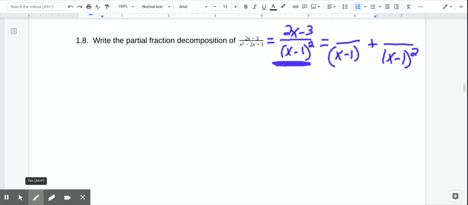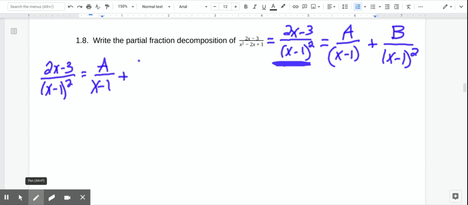Now, these are both still linear terms, so the numerator is just A and B. Okay. All right, let me rewrite this so that we can see it. So we have 2x minus 3 over x minus 1 squared. And we have A over x minus 1 plus B over x minus 1 squared.